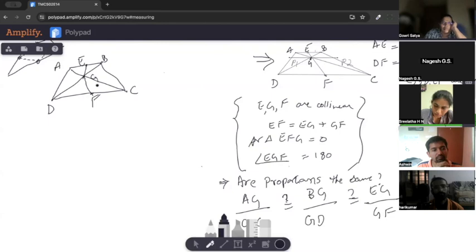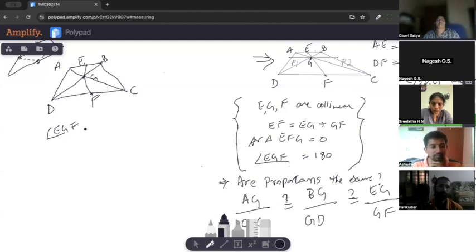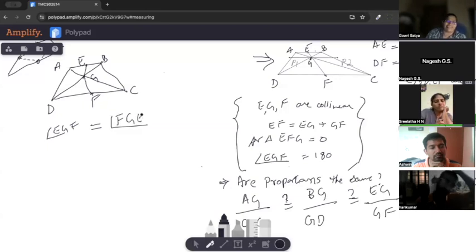So the thing that I went for was that the EGF total angle will be the same. The bigger idea was I wanted to show EGF is the same as FGE, the reflection. So basically you want to show that this and this will be the same. Yes, this is what I wanted to go for.